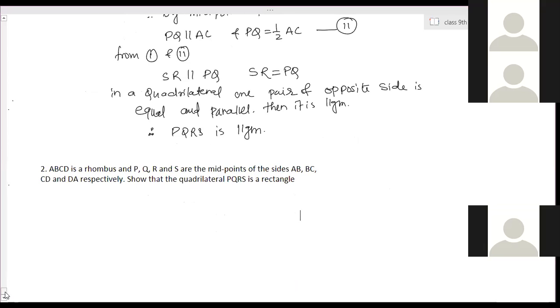ABCD is a rhombus. P, Q, R, S are the midpoints of sides AB, BC, CD and DA respectively. Show that quadrilateral PQRS is a rectangle.